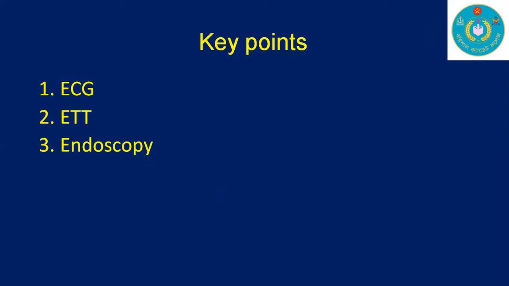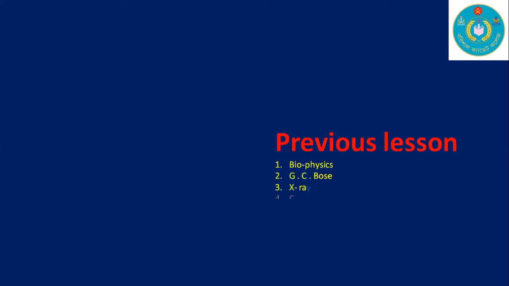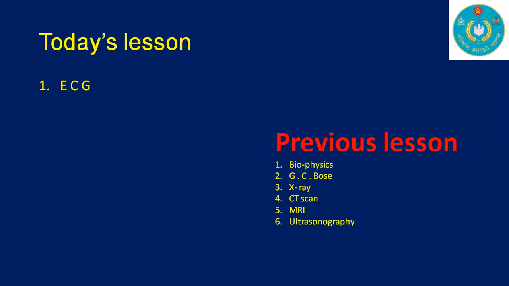Here ECG is electrocardiography and ETT is exercise tolerance test, and endoscopy. We are going to discuss all these key points in our discussion. In the previous lesson, we learned about biophysics, Jagadish Chandra Bosu, and X-ray, CT scan, MRI, and ultrasonography. Today we are going to learn about ECG, ETT, and endoscopy.